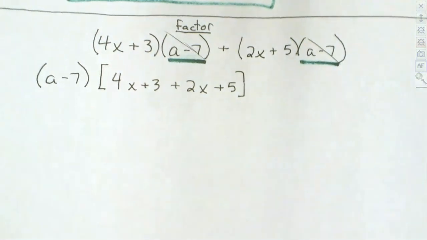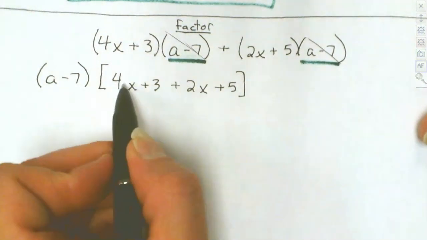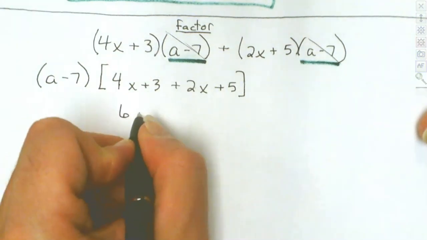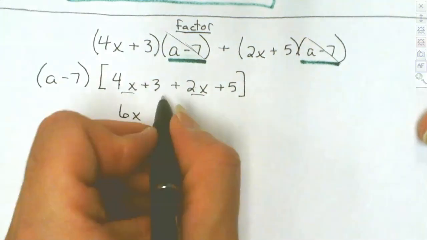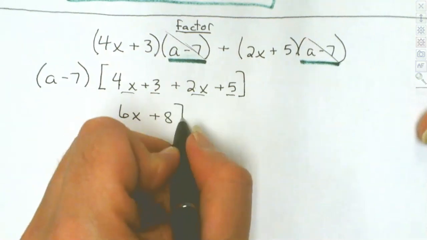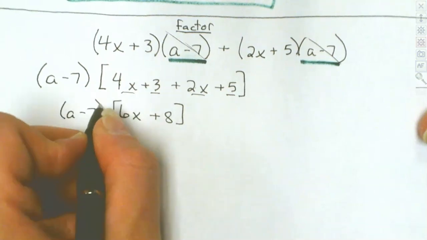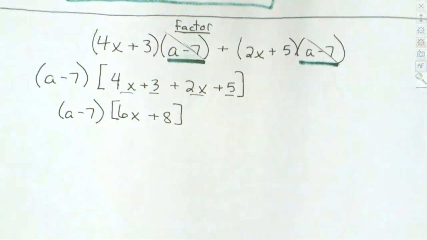Now let's see what we can do. Inside, we need to clean this up a bit. So we have a 4x and a 2x. Those can add together right here and right here to make it 6x. And then a 3 and a 5, that gives you an 8. Okay, so we got to this step. Now we may be able to go one more step. Always check and see what you've got left over.